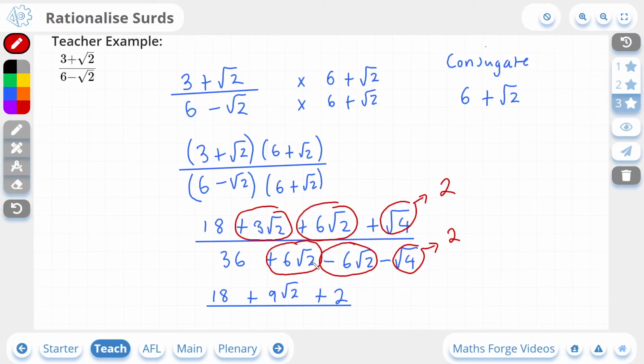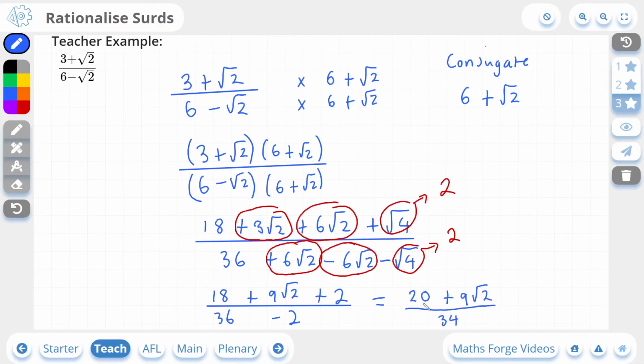So the plus 6 root 2 and the minus 6 root 2 cancel each other out. They give you 0. So we end up with 36, and these two terms have cancelled out, so there's nothing there. But then we have a minus 2. And for the final stage of our simplification, we're going to have, for the numerator, 18 plus 2, which is 20. And it's going to be plus 9 root 2. And for the denominator, we're going to have 34.